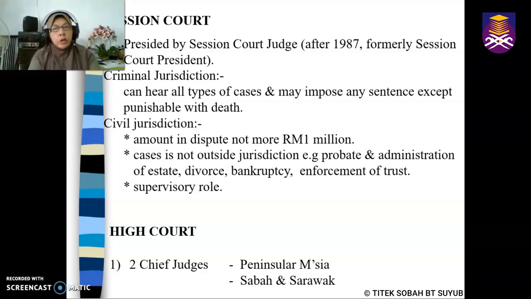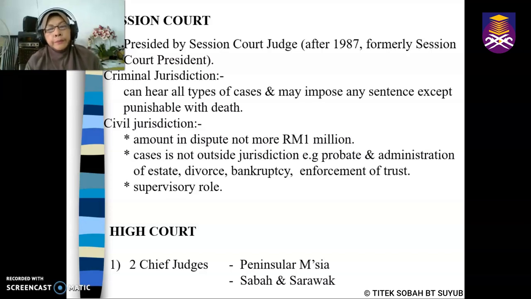It will be presided over by the Session Court judge, formerly known as the Session Court president. What is the criminal jurisdiction of this court? It can hear all types of cases and can impose any sentence except those cases whereby the penalty is a death sentence. So cases with regards to traffic, firearms under the Firearms Act, Dangerous Drugs Act, and murder cases cannot be heard here. Why? Because the penalty is a death sentence. So these cases can only be heard by the High Court.